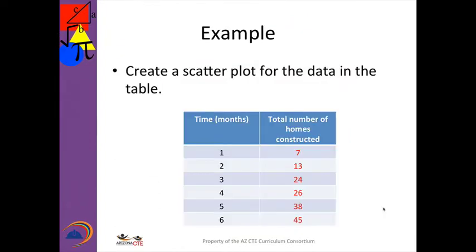Welcome back. Here's our first example. We have time in months and the total number of homes constructed, and we're going to learn how to create a scatter plot for this data. So the first thing you need to do on your note taker is fill in the missing values that are in red. In 1 month they had 7 homes constructed, at the end of 2 months 13, at the end of 3 months 24, at the end of 4 months 26, 5 months 38, 6 months 45. All right, so that's the first thing. Fill it in. Teacher, pause the video if students need more time.